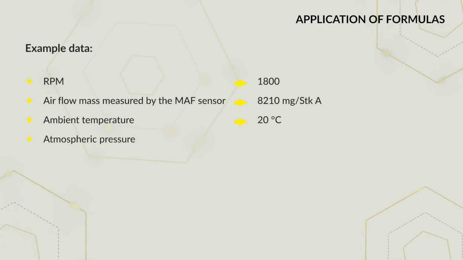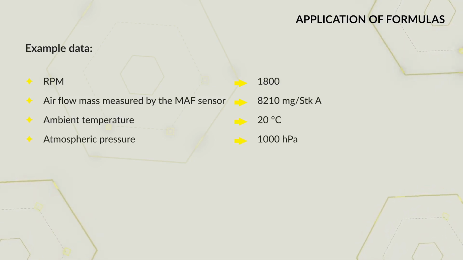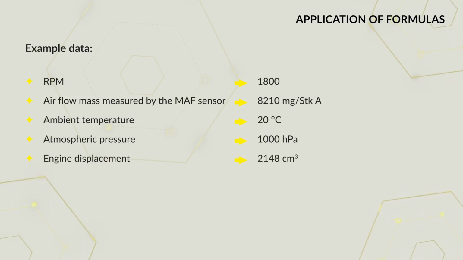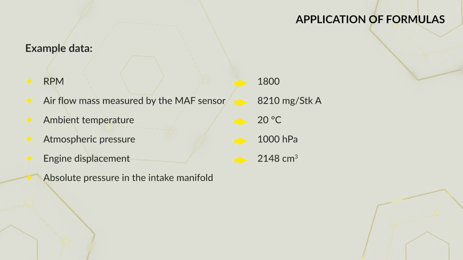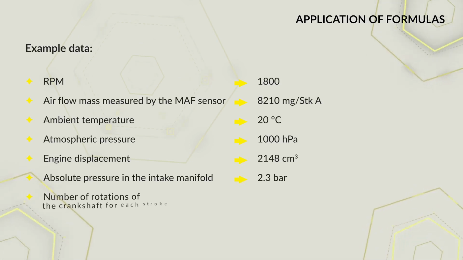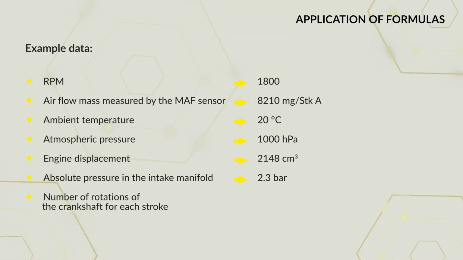Atmospheric pressure, 1,000 hectopascal. Engine displacement, 2,148 cubic centimeters. Absolute pressure in the intake manifold, 2.3 bars. Number of rotations of the crankshaft for each stroke, 2.